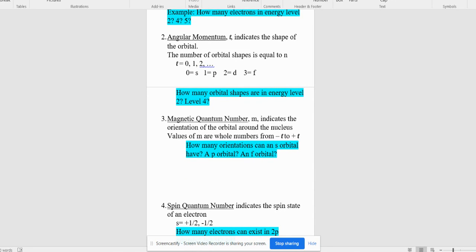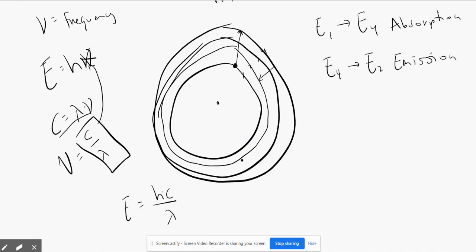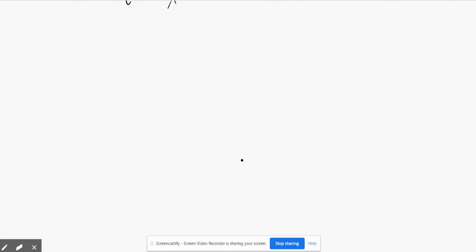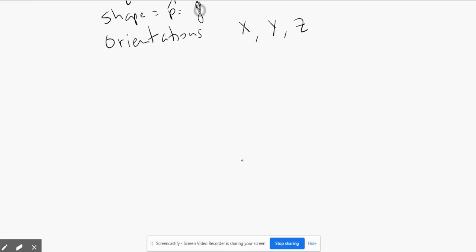So let's talk about P really quickly. So the P orbitals, we have 3 possible orientations. Okay, so that's this quantum number, the orientation. We have an X, a Y, and a Z. So P is the most simple. That was the shape is P, and that is this kind of figure 8 shape. Okay, where it has 2 lobes, and it can be in the X, Y, and the Z orientation.